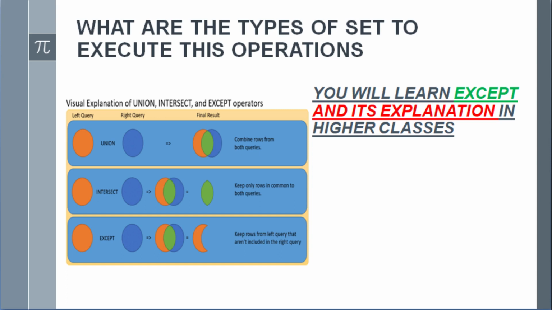That means we consider two sets like A and B, A equal to 2, 4, 5, 6 and B equal to 4, 5, 6. So the answer will be 2, A minus B.